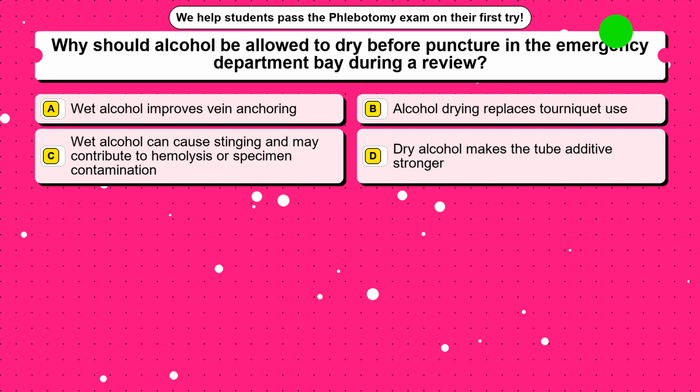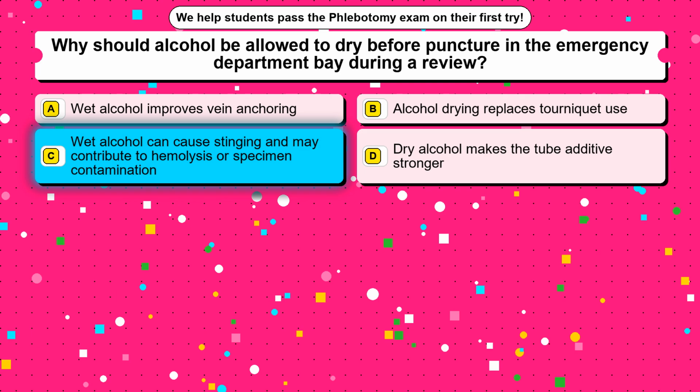Question 58. Why should alcohol be allowed to dry before puncture in the emergency department bay during a review? Option A. Wet alcohol improves vein anchoring. Option B. Alcohol drying replaces tourniquet use. Option C. Wet alcohol can cause stinging and may contribute to hemolysis or specimen contamination. Option D. Dry alcohol makes the tube additive stronger. The correct answer is option C.